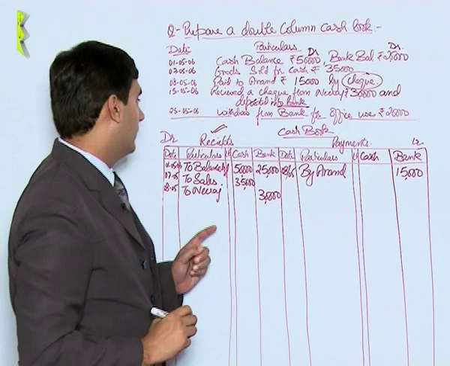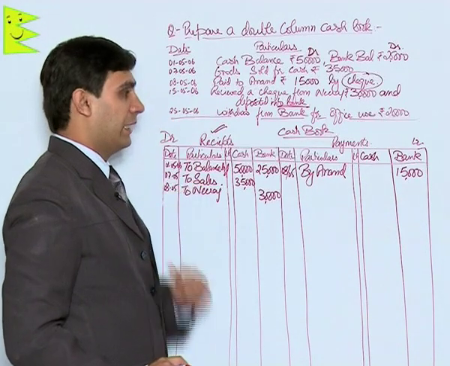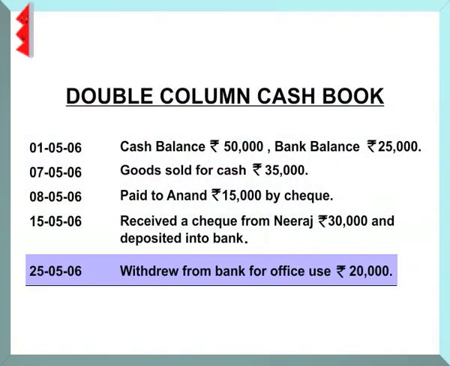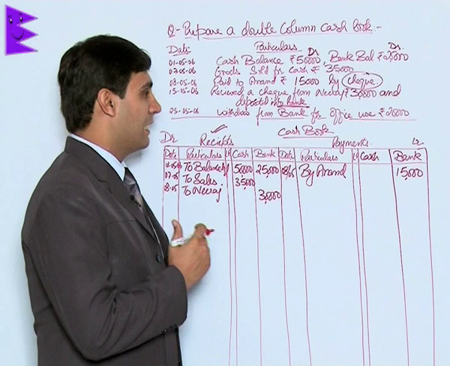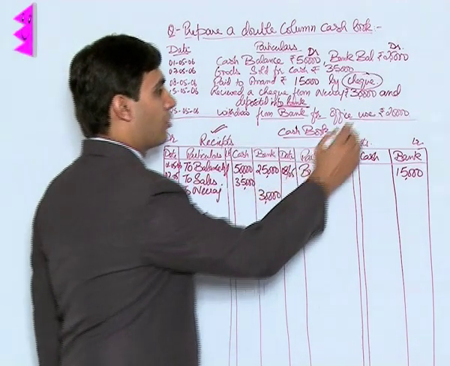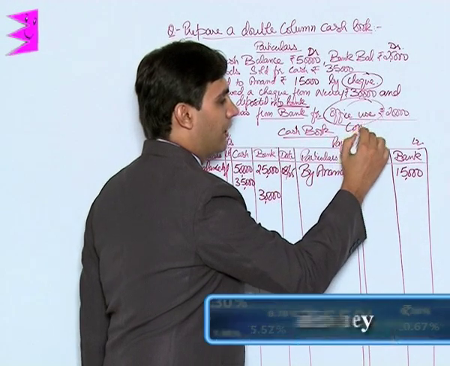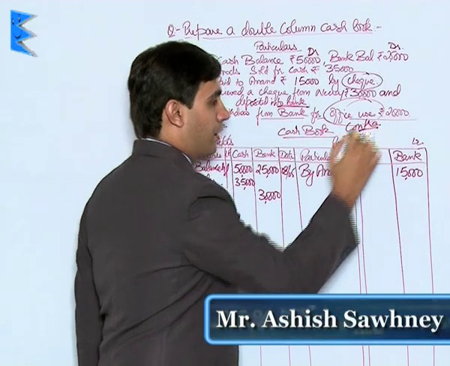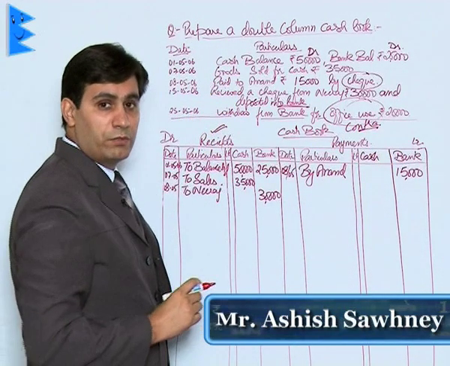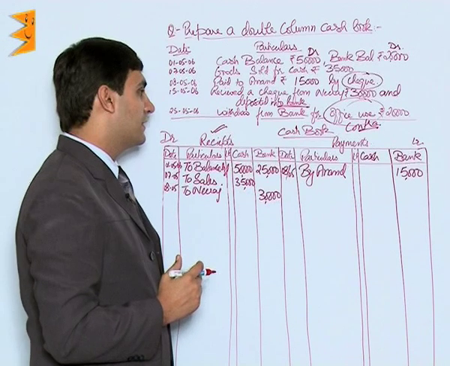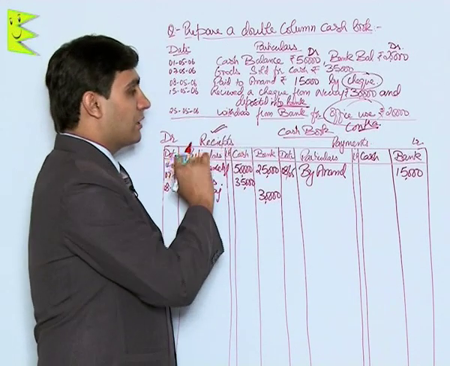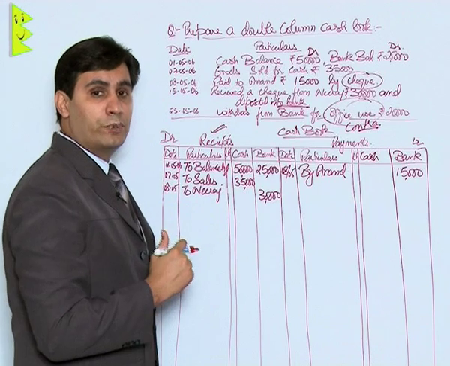Coming to the last entry, that is on 25th of May, withdrew from bank for office use. Now students, it sounds familiar. We had done this in the previous class that this entry is a contra entry. It is a contra entry. That means the postings will be made on both the sides, debit and credit. So let us identify which account is to be debited and which one to be credited.